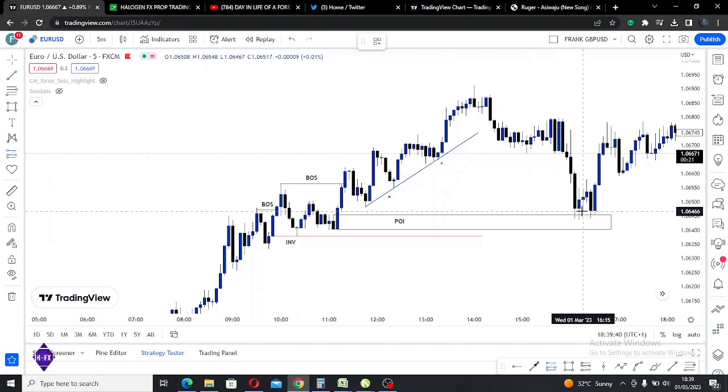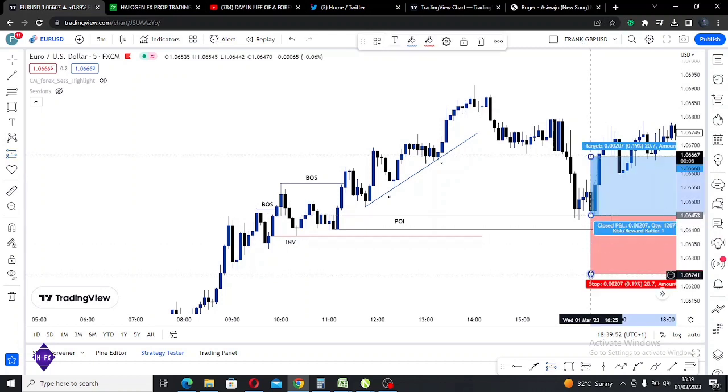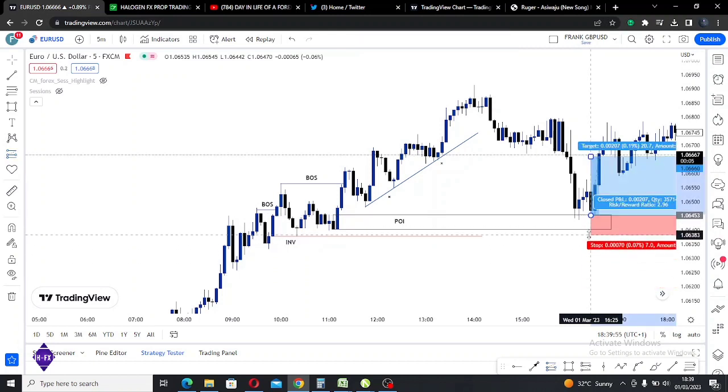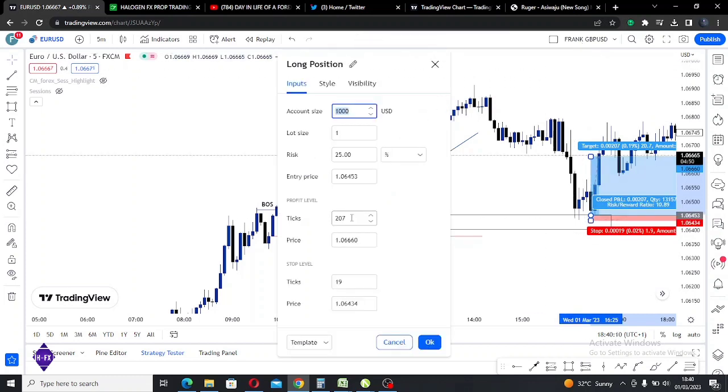So I made my entry around here, at 1.06453. Yes, it was around 453 this price. And the OGs know that I use 2 pips stop loss. I can go below 2 pips, but I don't go above 2 pips. So my stop loss was actually around here, exactly 2 pips. And I go for 1:10, which is 20 pips.